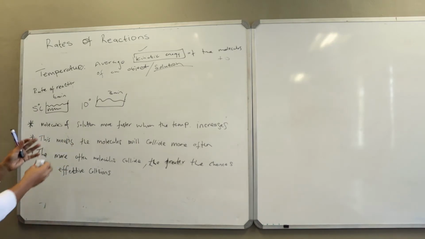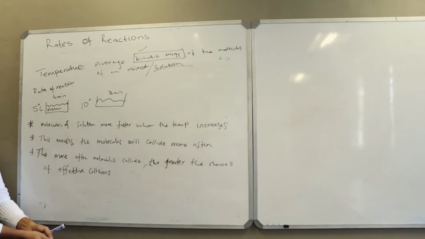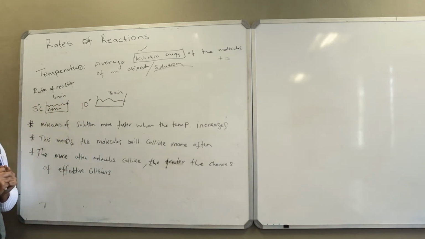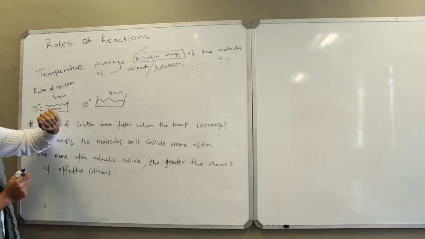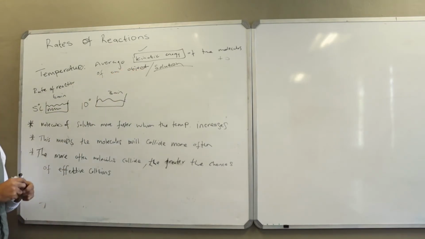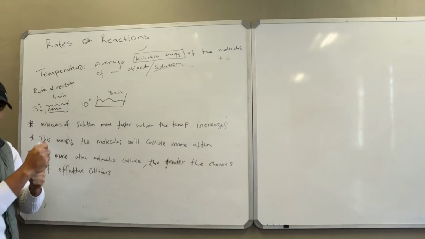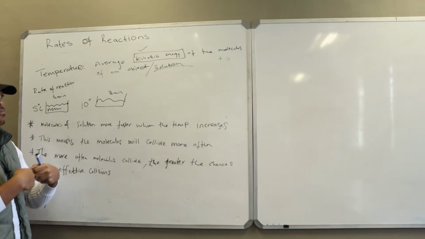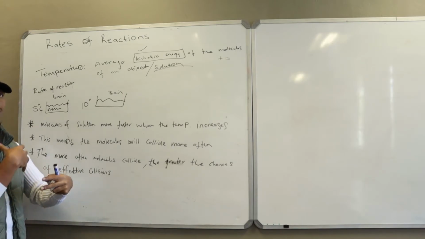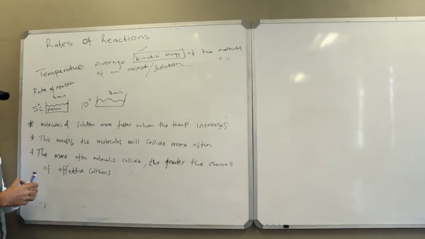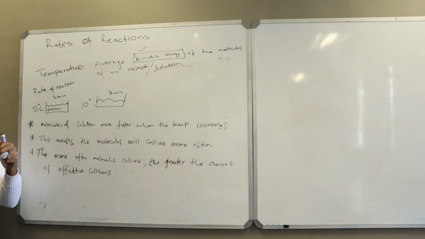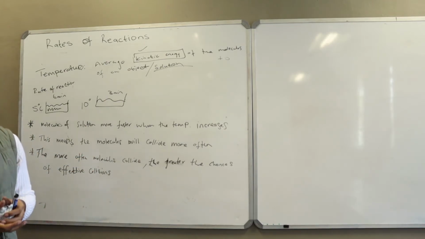So this is basically it with temperature. Increase the temperature of a solution, and the temperature of a solution is the average kinetic energy, and we all know kinetic energy is the energy of motion. So these particles are moving faster and faster, meaning that they'll collide more often, meaning that there are greater chances of effective collisions when you increase the temperature of a solution.